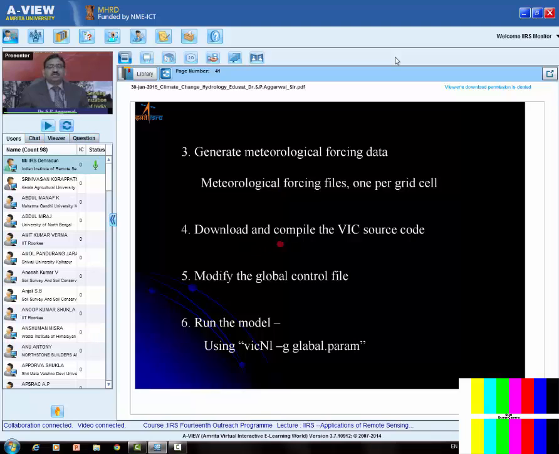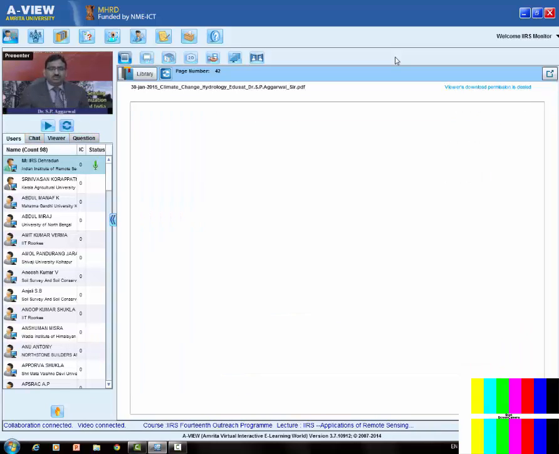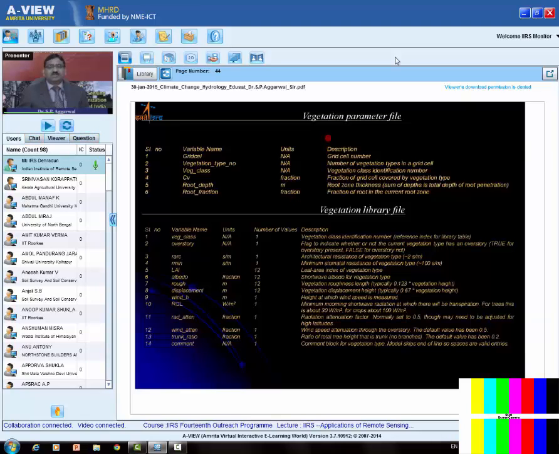You can use any forcing meteorological information. Either you can take GCM data, or you have your own data, and you can use it. Then download and compile the source code. It runs on Linux. Modify the global control file and run the model. These are the 6 steps. So these are the parameters.